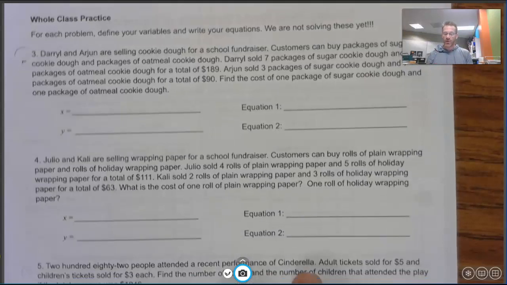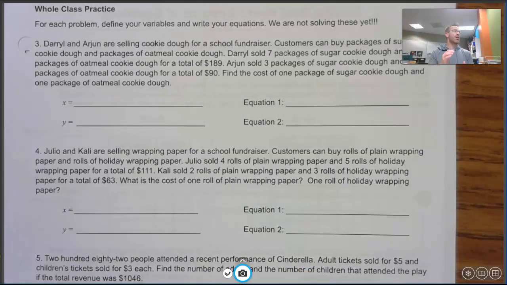So if we look at problem 3 here, Daryl and Arjun are selling cookie dough for a school fundraising. Customers can buy packages of sugar cookie dough and packages of oatmeal cookie dough. Daryl sold 7 packages of sugar cookie dough and 14 packages of oatmeal cookie dough for a total of $189. Arjun sold 3 packages of sugar cookie dough and 7 packages of oatmeal cookie dough for a total of $90. Find the cost of 1 package of sugar cookie dough and 1 package of oatmeal cookie dough.